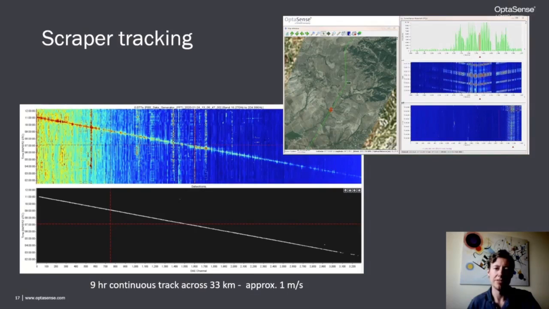The image on the bottom left shows a waterfall of a scraper running through 33 kilometers of pipeline. Over the course of 9 hours, the system detected and formed a single continuous track. As also can be seen in the waterfall, scrapers can create considerable signal, and the ability to track them continuously allows the suppression of nuisance alerts that might otherwise arise.